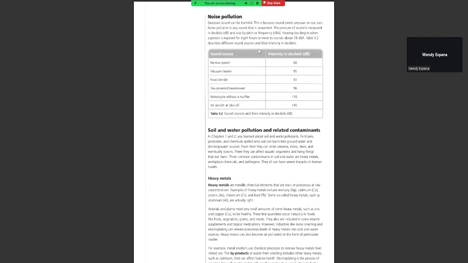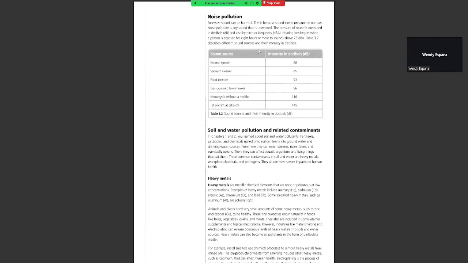We talked about noise pollution, and we looked at what some of the causes are, and you can see that they're listed there. There's a vacuum cleaner, food blenders, lawnmowers, motorcycles when they go by without that muffler, jet engines taking off. Okay, so those are examples, and they can cause either damage to the actual ear, or they can cause issues with mental health too.